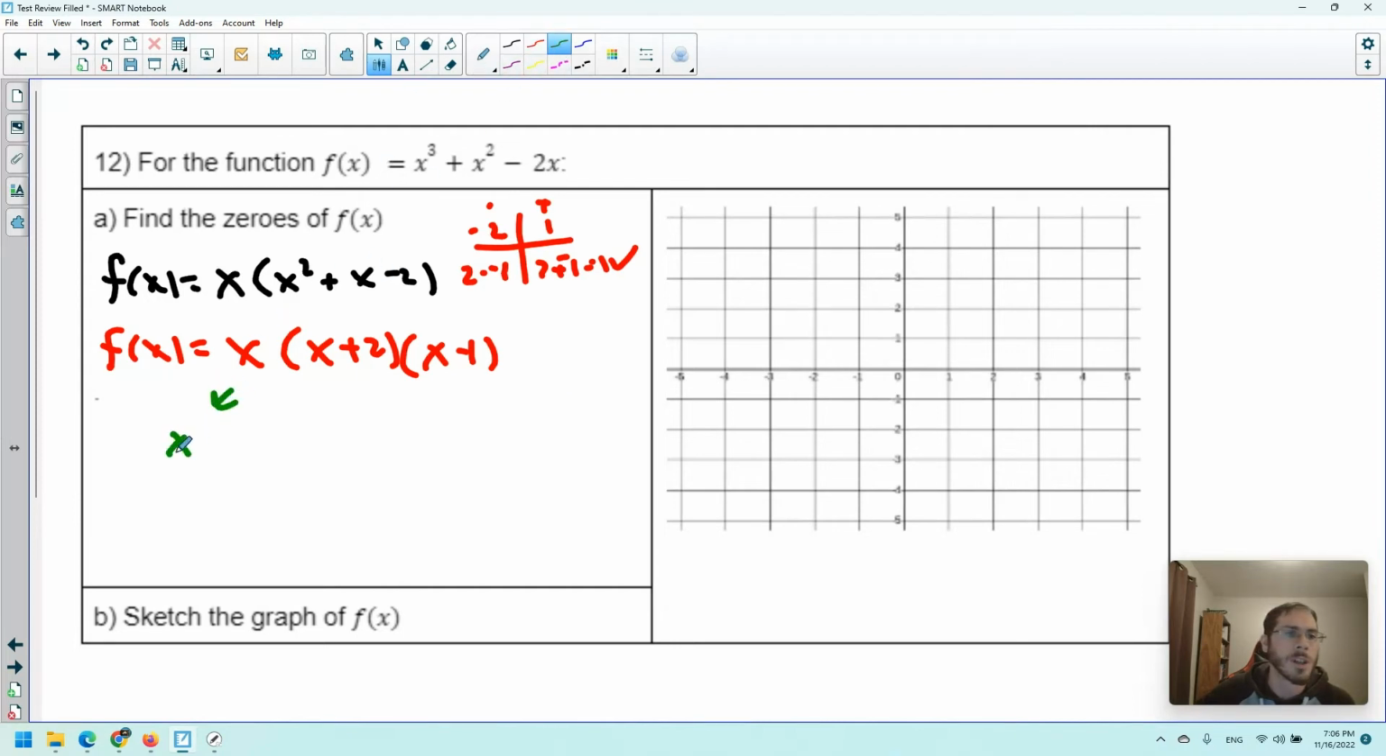This is going to give us x equals 0. Here, this is going to be x plus 2 equals 0, minus 2 both sides, x equals negative 2. x minus 1 equals 0, add 1 both sides, we get x equals 1. So it turns out we didn't even need the calculator. We just can go ahead and plot these zeros right now. x equals 0, x equals negative 2, x equals 1. Sketch the graph of f of x.